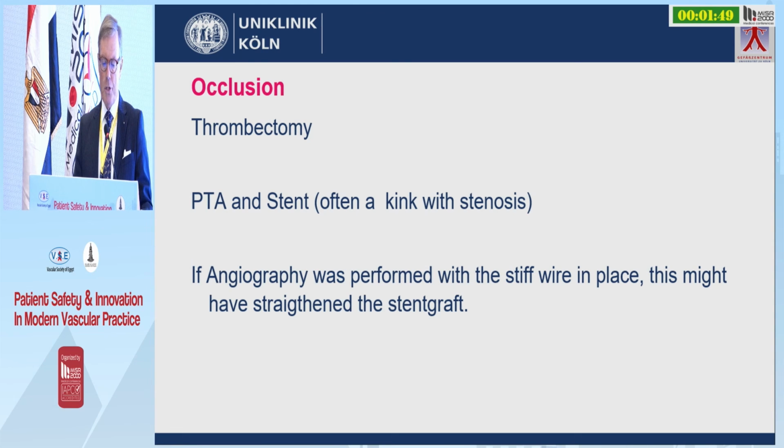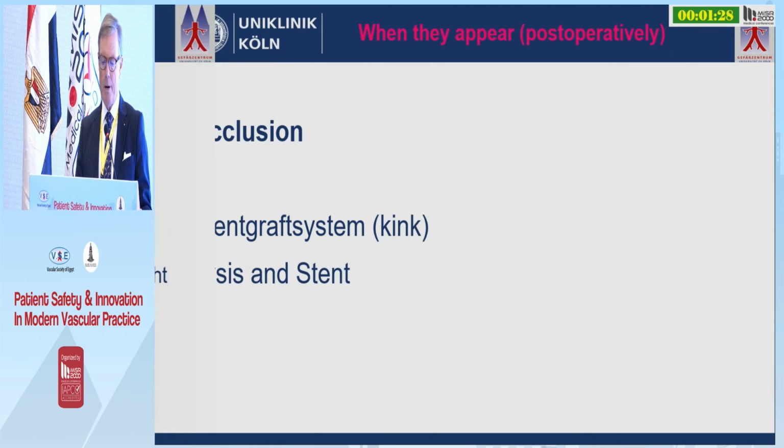If you have an occlusion, do a thrombectomy with a means that you are familiar with. Do a PTA and a stent. It's normally a kink of the stent graft system that causes the occlusion. And for the control angiography, please pull out all the stiff wires in order to demask any kinks that would appear.